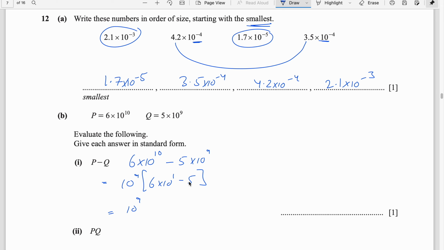This is 6 times 10, which is 60. 60 minus 5 is 55. Convert this into standard form. 5.5 into 10 raised to the power 10.